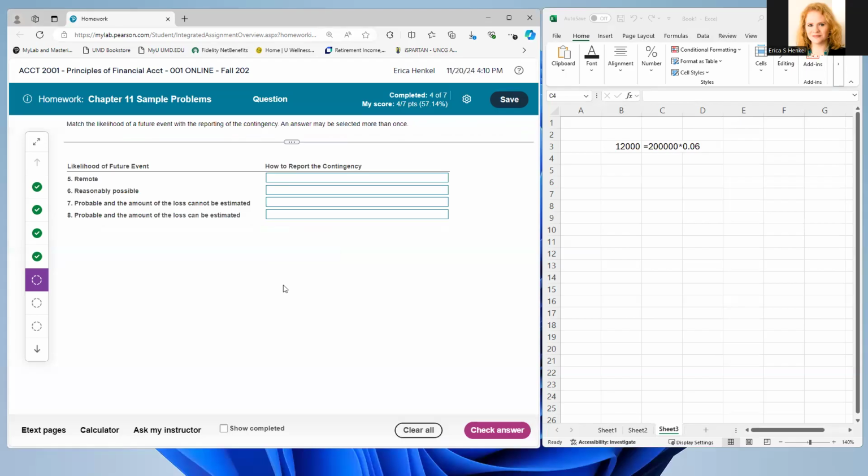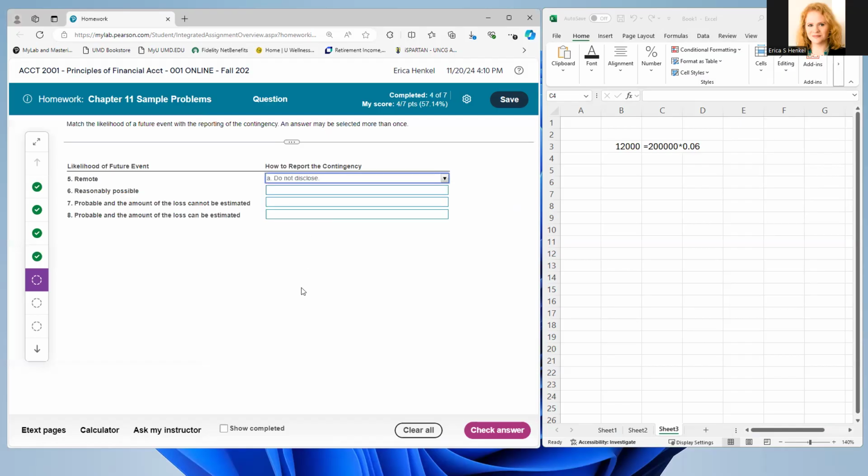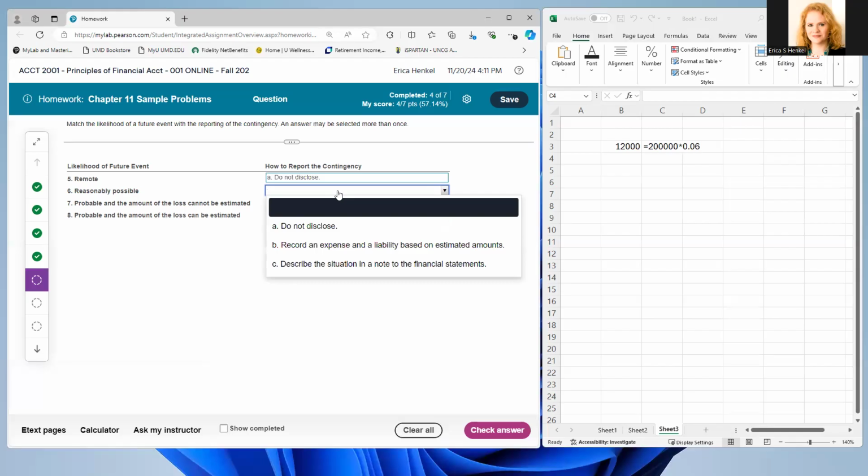Next is a question asking a little more about contingent liabilities. What do we do for these different types of situations for liabilities that might occur? If something could possibly happen, but it's a very remote likelihood, then we would not report anything, and we would not need to disclose anything in the notes to our financial statements for something that is remote. If something is reasonably possible, but not necessarily probable or likely, then we would just describe it in the notes to our financial statements.